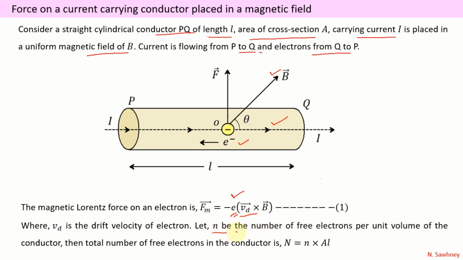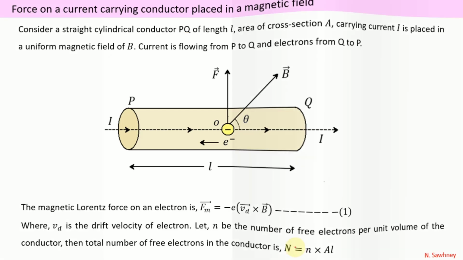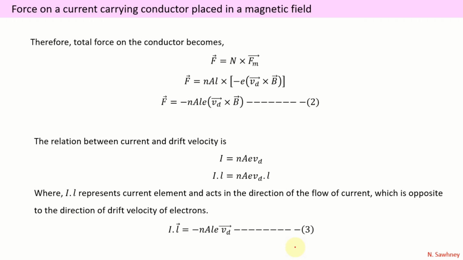Let n be the number of free electrons per unit volume of the conductor. So the total number of free electrons in the conductor will be n times the volume, and the volume will be calculated by area multiplied by length. So the total number of free electrons in the conductor will be n times A into L. So we will calculate the total force on the conductor.